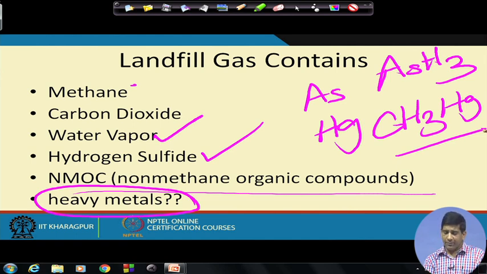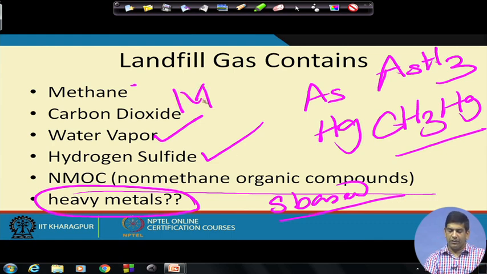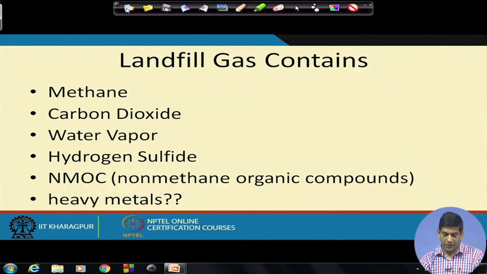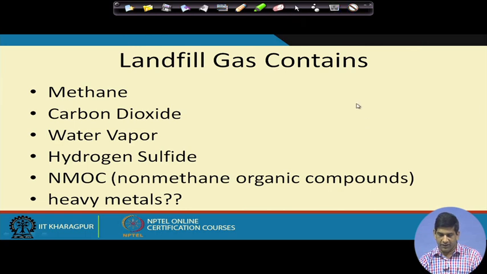But there are some other gases in here, especially sulfur based gases. The sulfur based gases are the ones which cause a lot of smell. One gas is called mercaptan, which I think is the most nasty one, which smells a lot. Those are the ones which are of concern in terms of landfill gas.